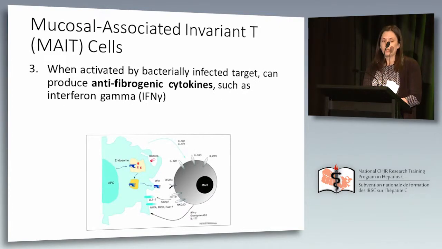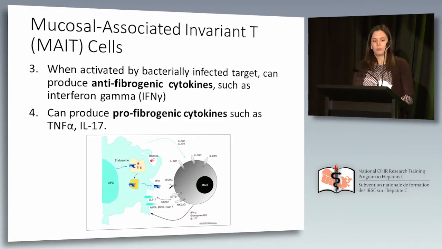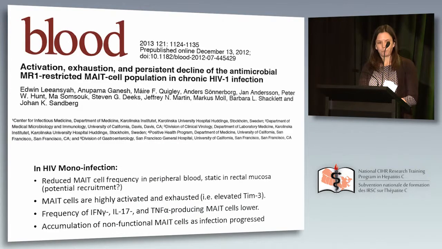We're also interested in these cells because when they're activated by identifying their bacterial infected target, they can produce both antifibrogenic cytokines, including interferon gamma, as well as profibrogenic cytokines, including TNF-alpha and IL-17.